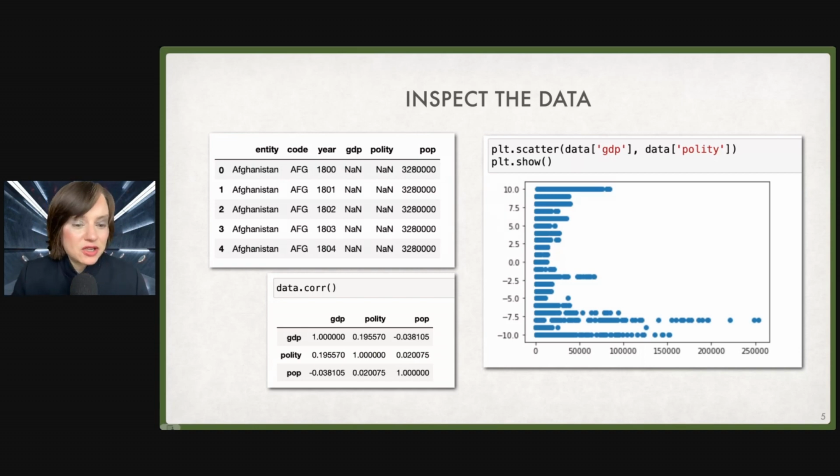We can find the correlation between all of our numeric variables by simply writing data.corr. I've just named my data set data. And so we can inspect the correlation right here. And we see, okay, the Pearson's correlation coefficient, assuming a linear relationship, is almost 0.2. So pretty weak, but positive correlation.